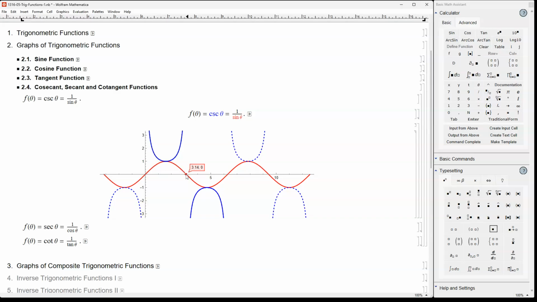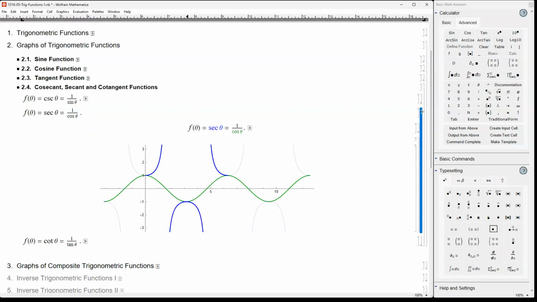And when sine hits the maximum, positive 1, and the minimum, negative 1, 1 over 1 is the cosecant, and 1 over negative 1 is again the cosecant. So the cosecant function and the sine function touch there. So that's the graph of the cosecant function.